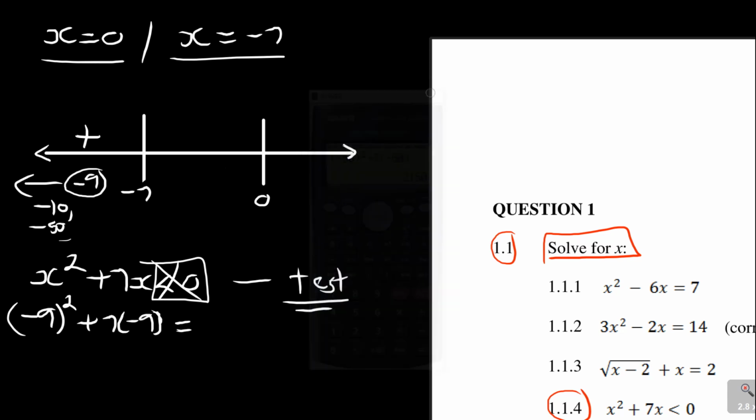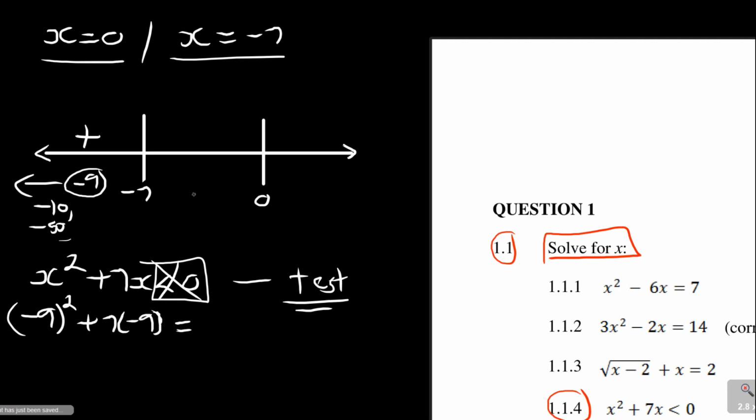So when you have tested with that, you choose another number between minus 7 and 0. We can try maybe minus 2. But any number between negative 7 and 0, you can choose from minus 6, minus 5, minus 4, minus 3, minus 2, minus 1.